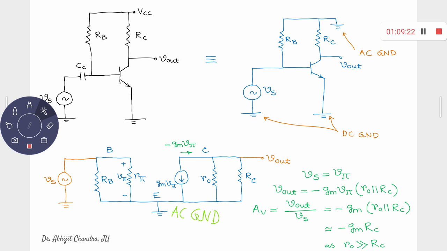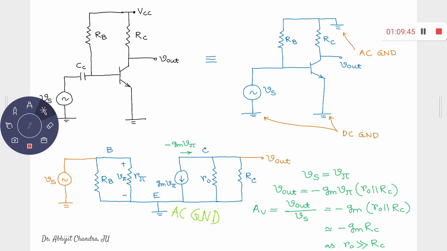Pi model is there to represent the transistor, and then the associated elements like RB and RC. Then you have to find out the ratio between V out and Vs. That will give you the expression for the voltage gain.